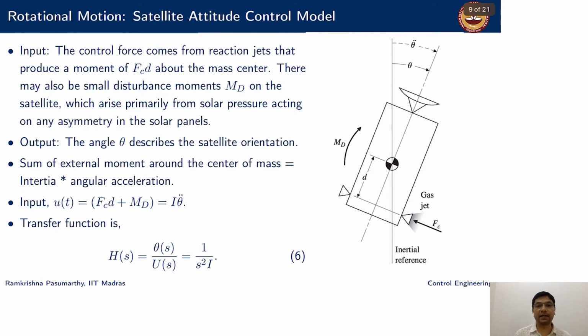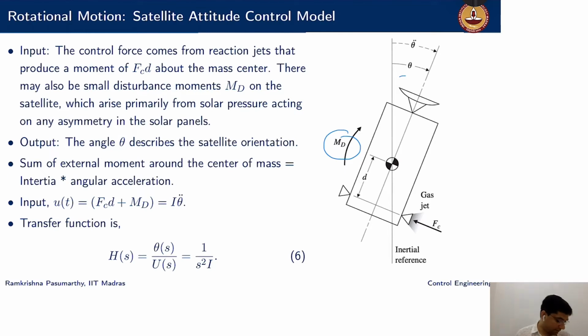So I'm looking at the satellite attitude control model, where the input is the control force which comes from the reaction jets that produce a moment about the center of mass. Okay, and there may also be small disturbance movements on the satellites, which arise primarily from solar pressure acting on any asymmetry in the solar panels. Output is the angle theta that describes the satellite orientation.